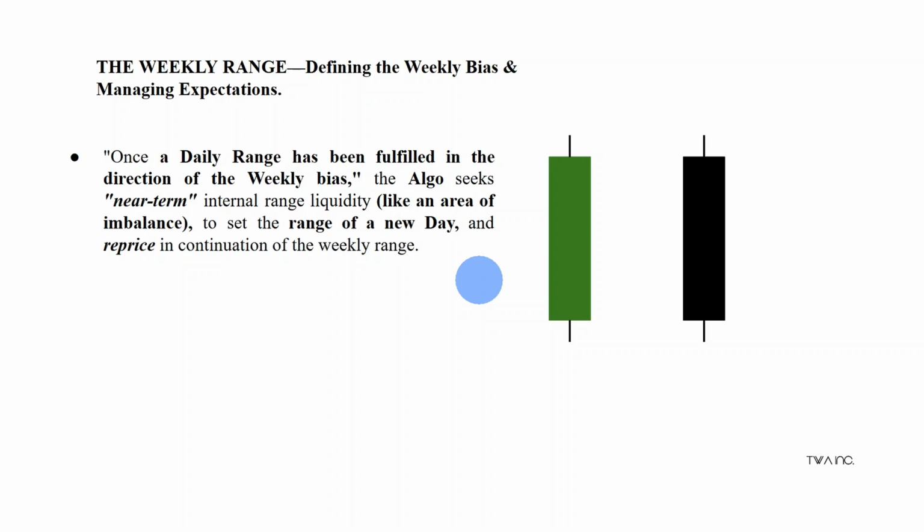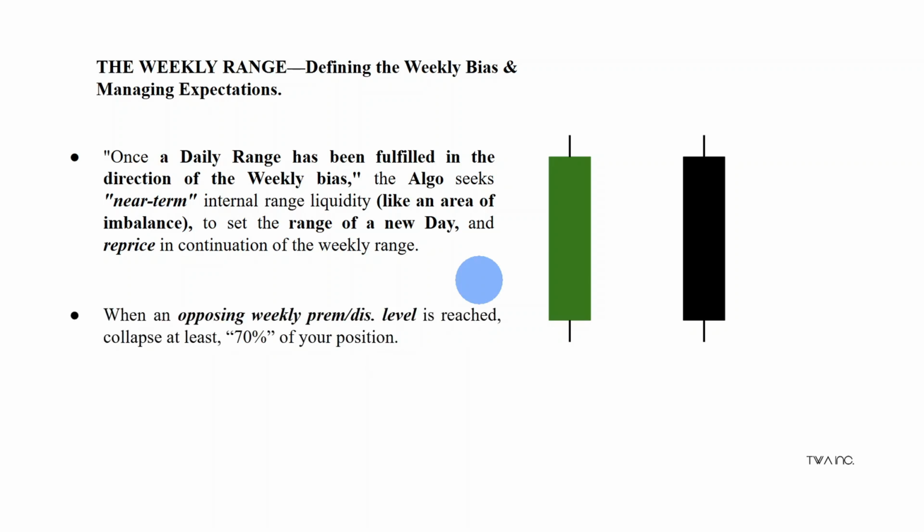Okay, because that's still a very important factor. That's what I was talking about. Not just identifying and incorporating key levels. You want to look at key levels that support your analysis and key levels opposing to price delivery. Now, when an opposing weekly premium or discount level is reached, collapse at least 70% of the position.